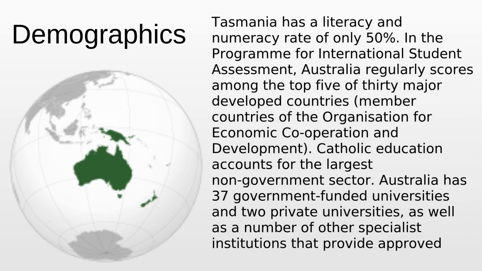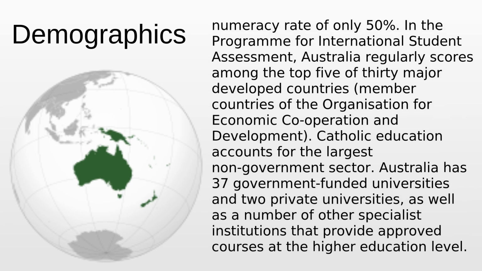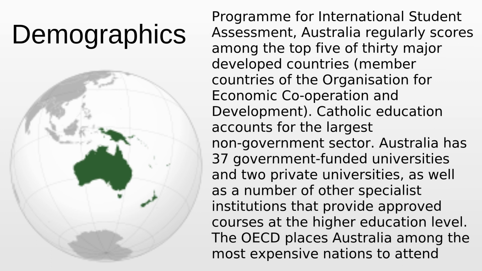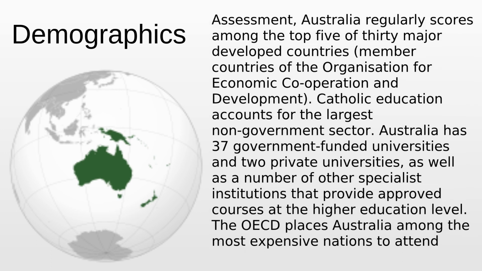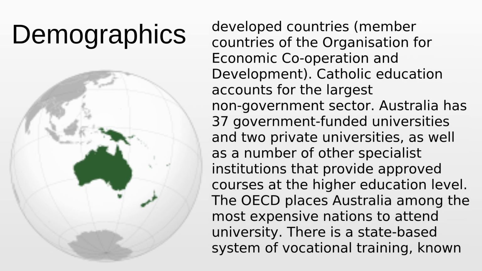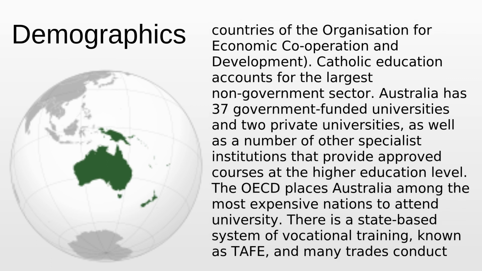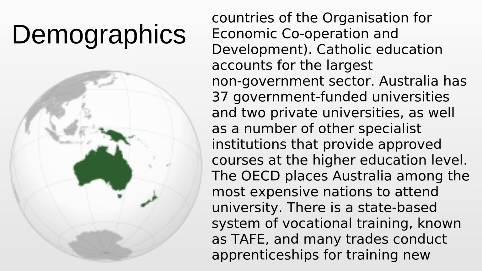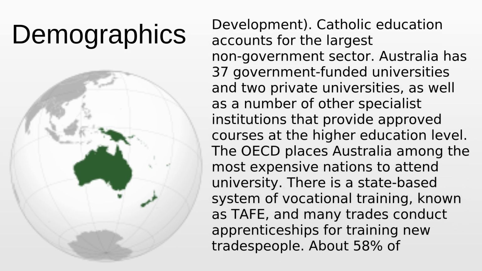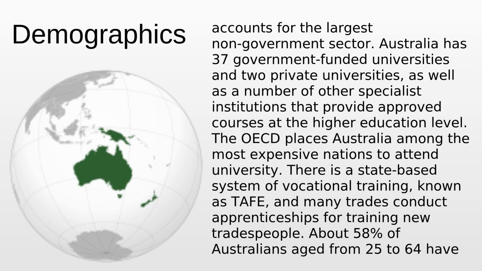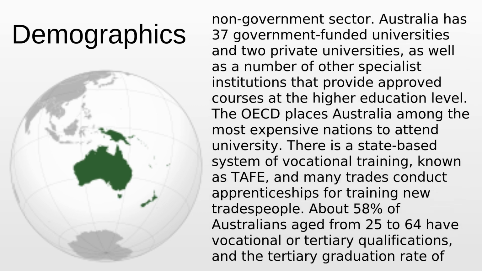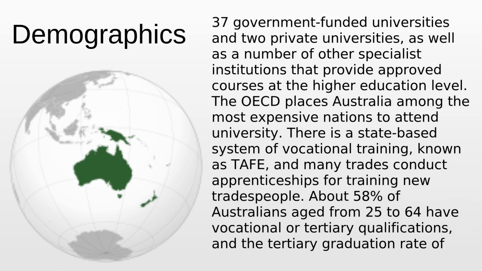However, a 2011 report for the Australian Bureau of Statistics reported that Tasmania has a literacy and numeracy rate of only 50%. In the Programme for International Student Assessment, Australia regularly scores among the top 5 of 30 major developed countries, member countries of the Organisation for Economic Cooperation and Development. Catholic education accounts for the largest non-government sector.